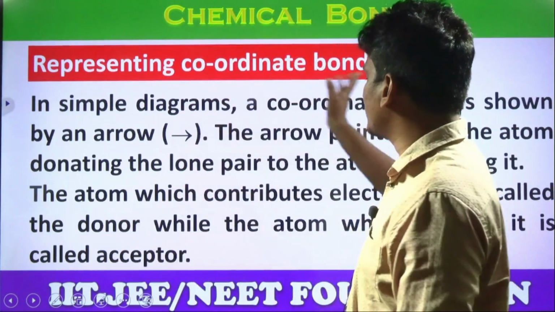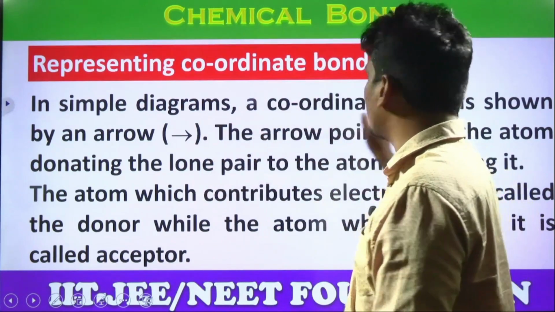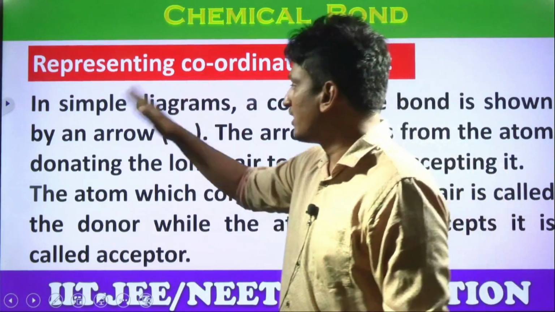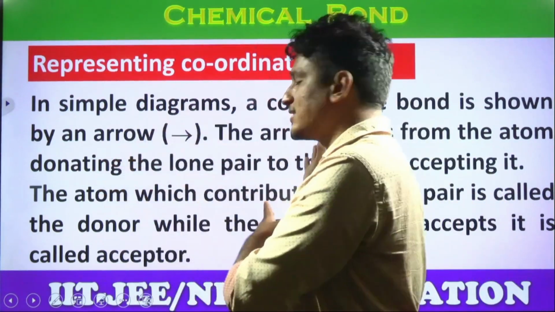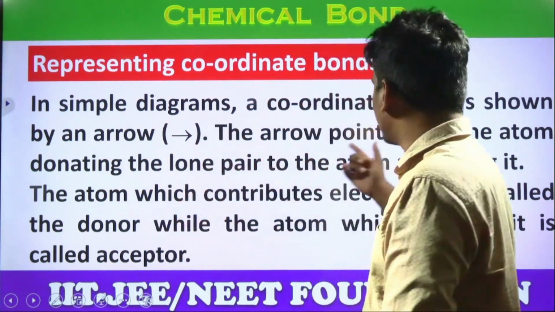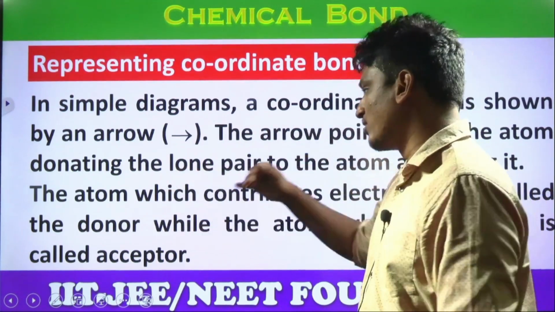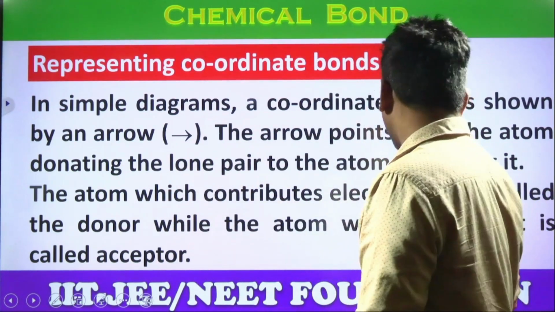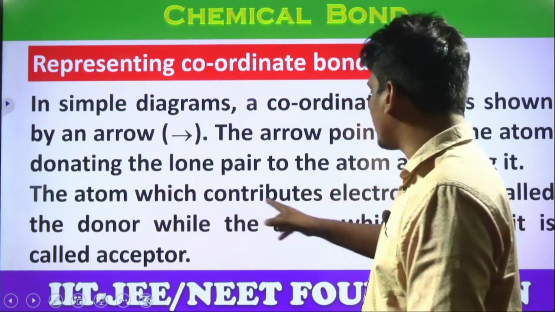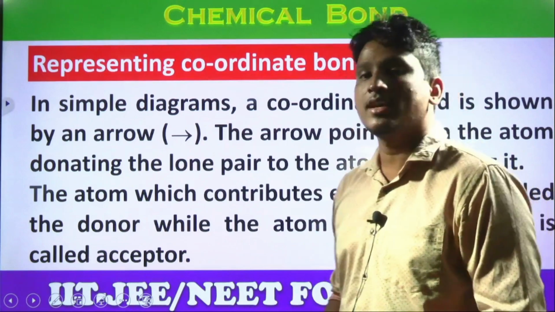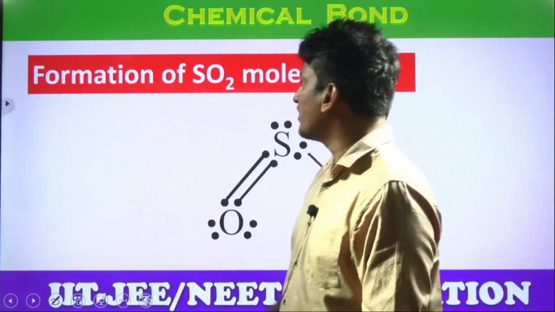So, representation of coordinate covalent bond. A coordinate covalent bond is represented by an arrow, students. The arrow's left side indicates the donor, the right side indicates the acceptor. So the arrow points from the atom donating the lone pair towards the atom accepting it. The atom which contributes the electron pair is called the donor, while the atom which accepts is called the acceptor. So, formation of SO2 molecule.